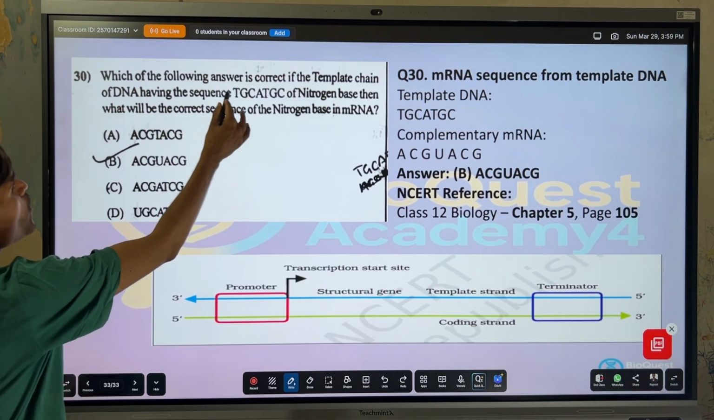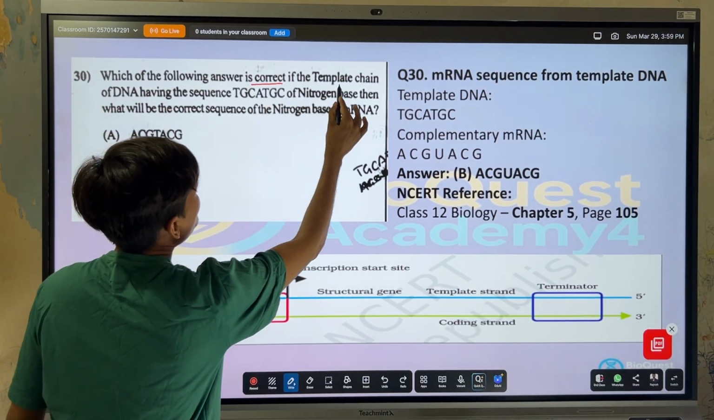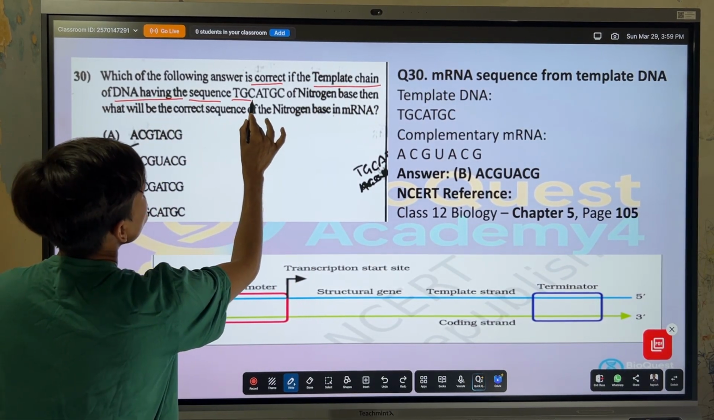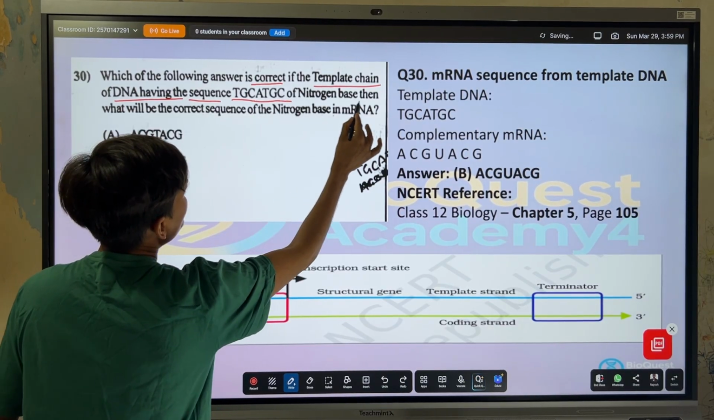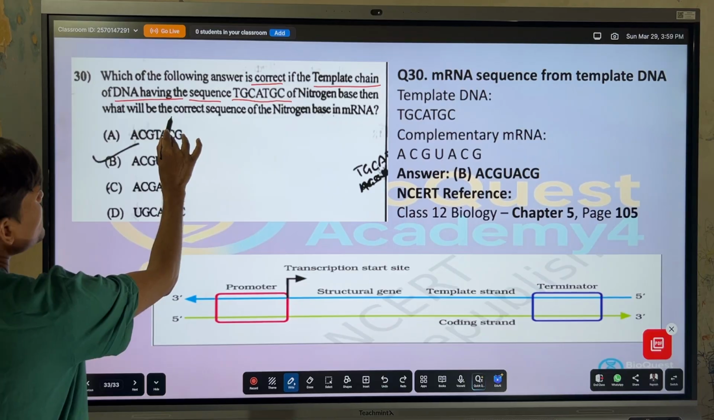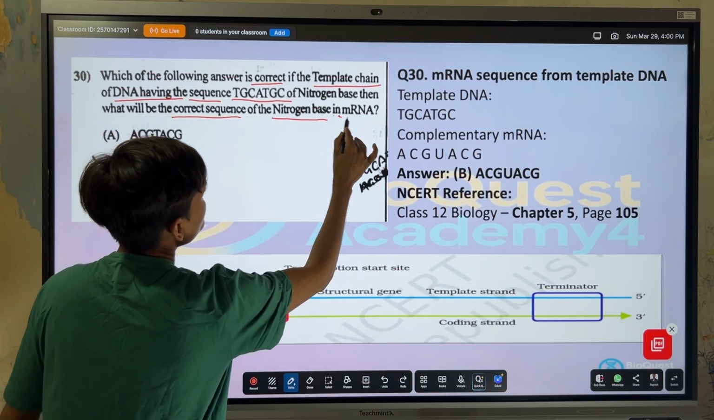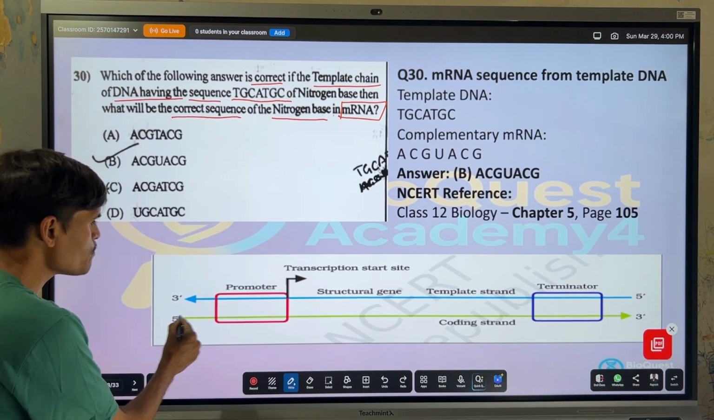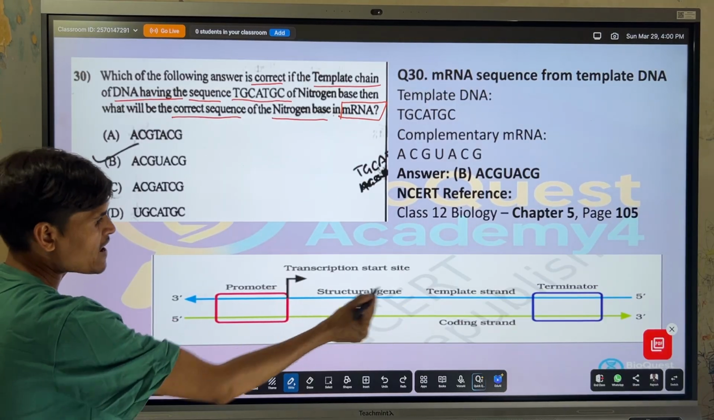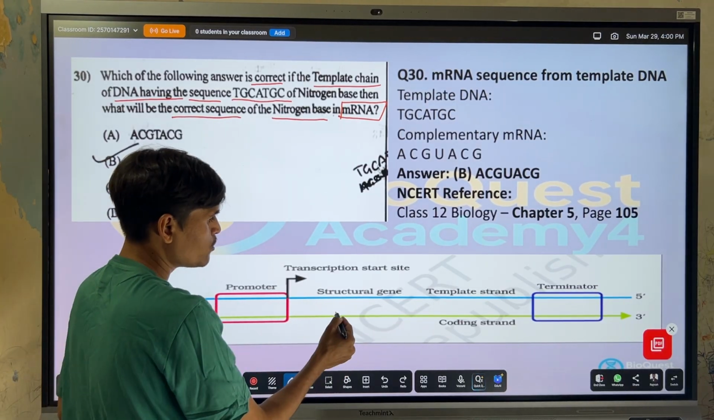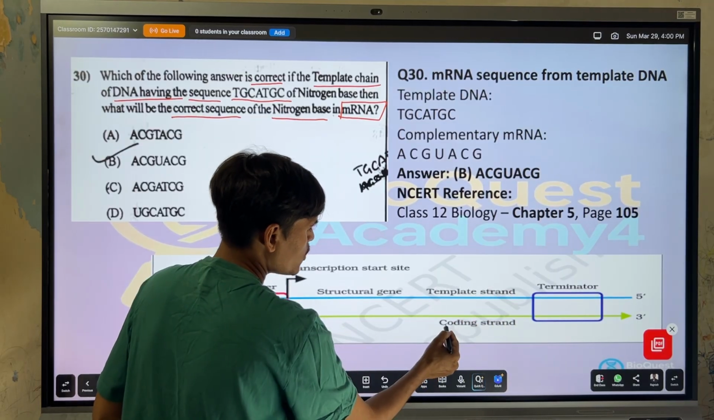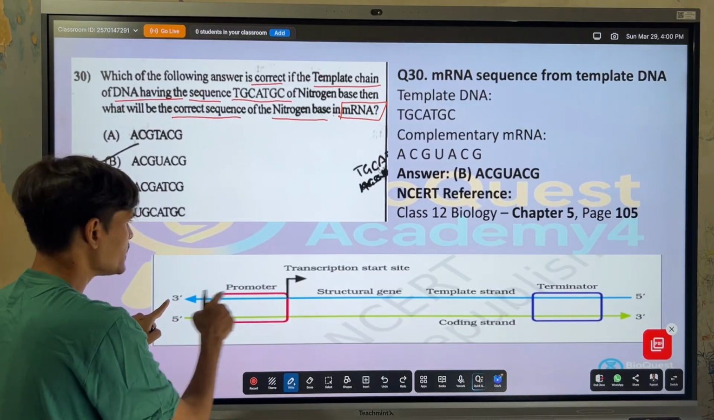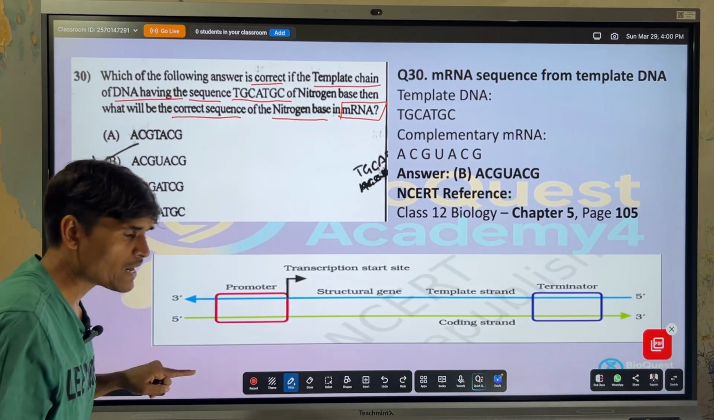Question 30. Which of the following answers is correct if the template chain of your DNA has the sequence TGCA of nitrogen bases, then what will be the correct sequence of nitrogen bases in its mRNA? What do I see? 5' to 3' and 3' to 5'. The above strand in blue is called the template strand and the lowest one is called the coding strand. 5' to 3' is the coding strand and 3' to 5' is the template strand.